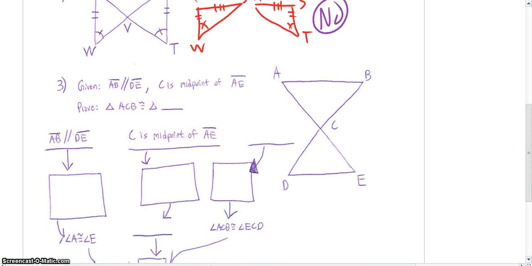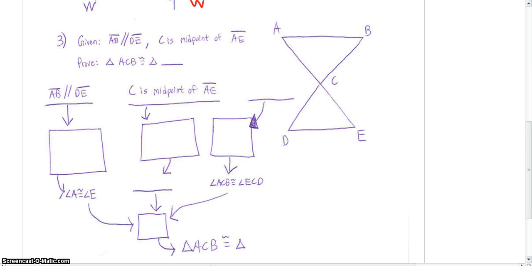Alright, our third one is a proof. I'm going to go ahead and mark my givens to start. AB parallel to DE, and C is the midpoint of AE. Now I want to prove triangle ACB is congruent to some triangle. I'm guessing this triangle here, but we need to make sure that we label it correctly.